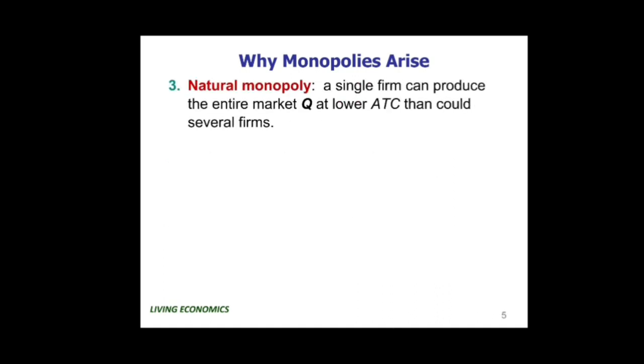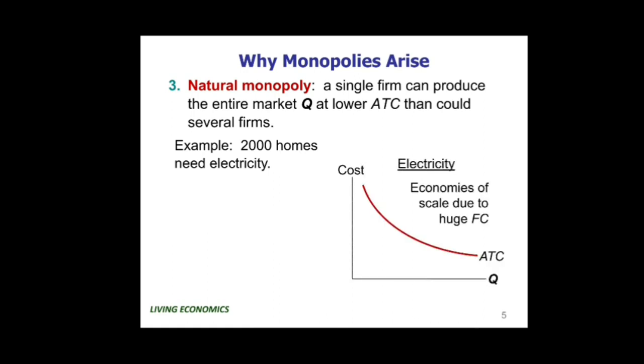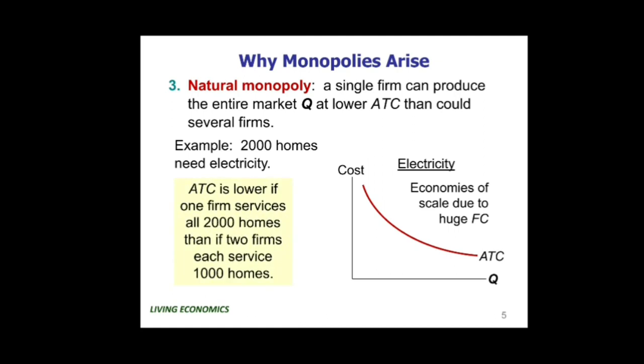Third important reason is natural monopoly, when due to economies of scale, monopoly naturally emerges. So let's see how this natural monopoly works with the help of an example. Let's say there are 2,000 homes which need electricity. In the graph, you can see that we are measuring quantity on the x-axis and cost of providing electricity to each home on the y-axis.